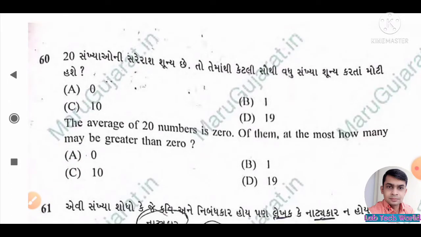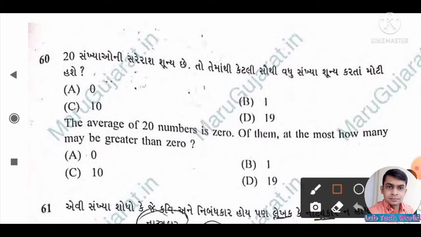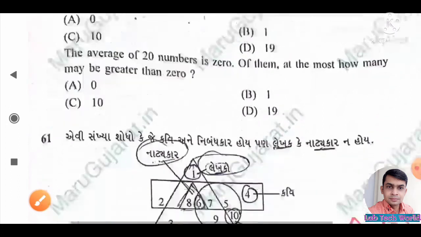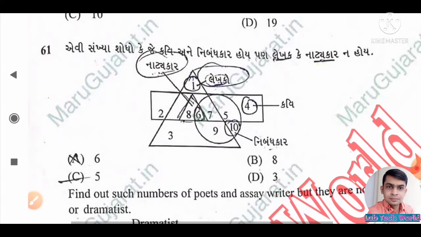The average of 20 numbers is 0. Of them, at the most, how many may be greater than 0? Options: A 0, B 1, C 10, D 19. And the correct answer for this question is D, 19 numbers can be greater than 0. Move to the next question, number 61.